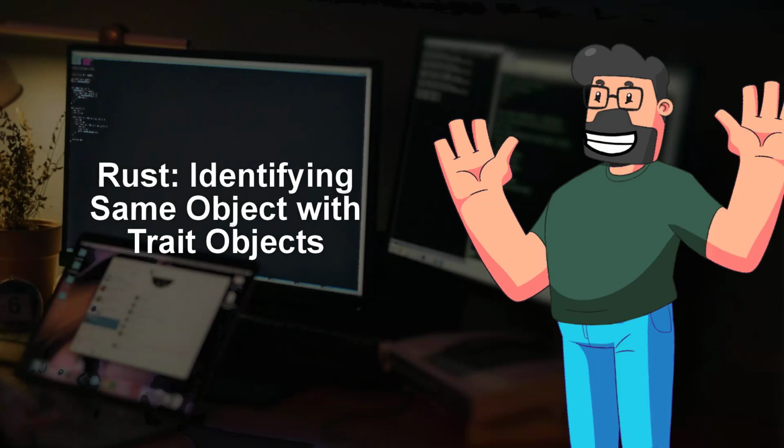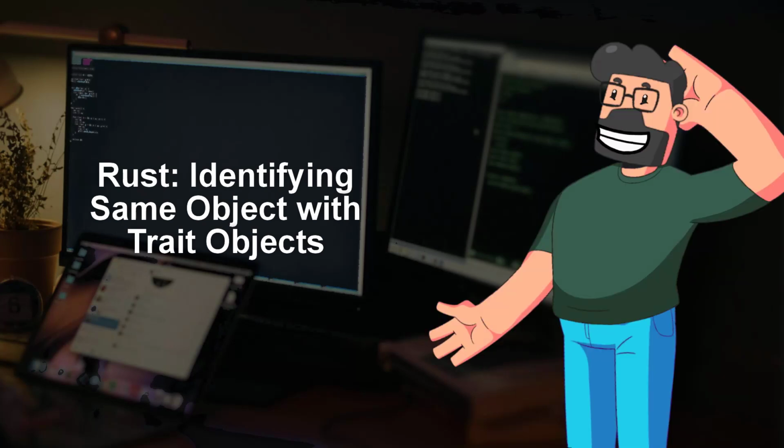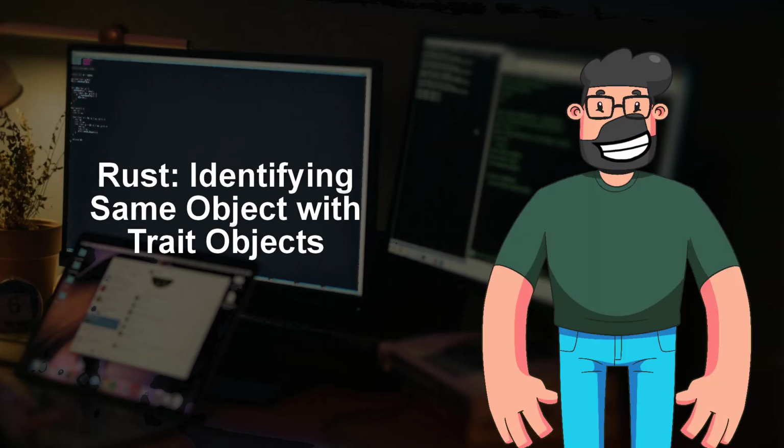comparing vtables. To address this, one suggestion is to make use of Any as a supertrait and compare the type ID along with the thin pointer. Keep in mind that certain scenarios, like zero size types, can still pose challenges with this method.